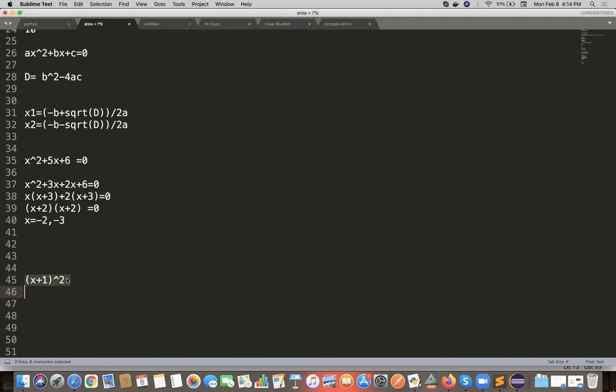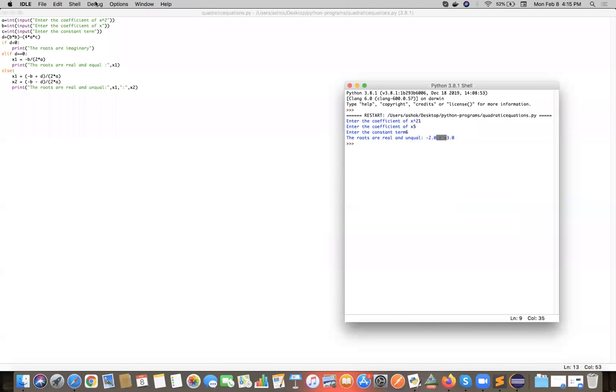So when you expand this, a plus b the whole square is a square plus 2 times a times b plus b square. So x square plus 2x plus 1. So 1 2 1 is the input for this. So 1 2 1. As we said, the roots are real and equal. The answer is minus 1.